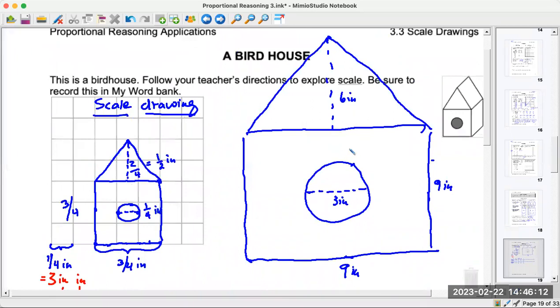This is your scale drawing. This is your actual size. It's drawn to scale. I mean, I haven't drawn it to scale, but when you do it, you actually have the correct measurements to make it look like that.